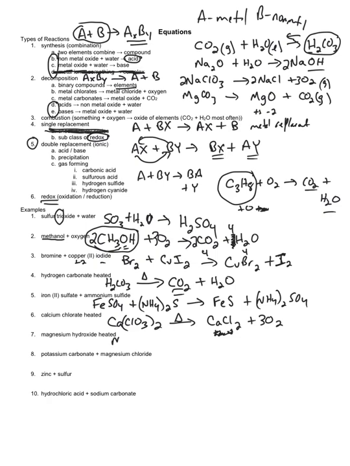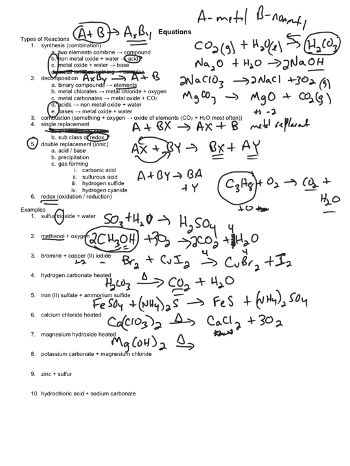Magnesium hydroxide is heated. Hydroxide is the OH ion. It's got a -1 charge. It's a polyatomic ion. Magnesium is in group 2. It's got a +2 charge. So we have the formula given, 1:2 ratio.